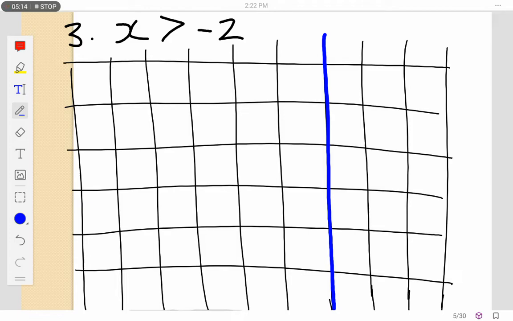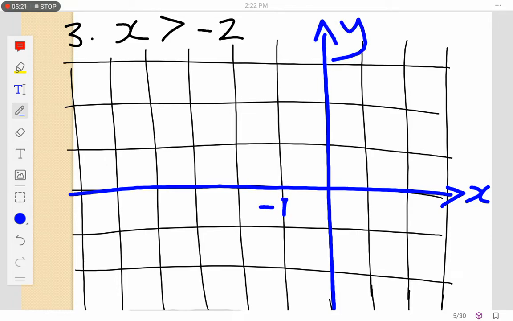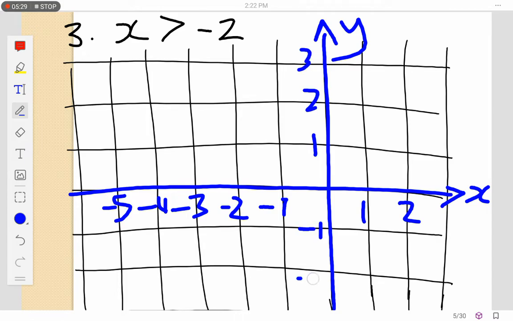Okay, then I'll have my x like this. This is my x, this is my y. Then this is -1, -2, -3, -4, -5, and 1, 2, 1, 2, 3, -1, -2.